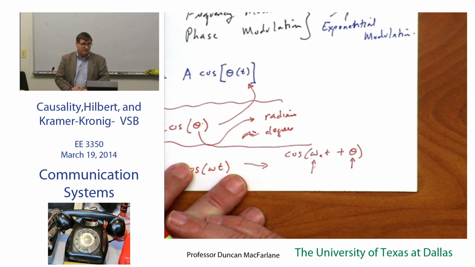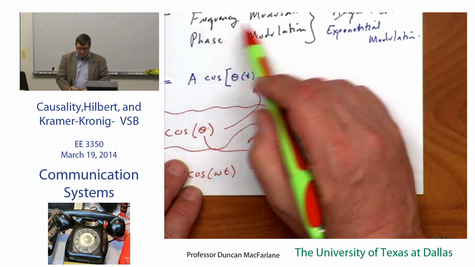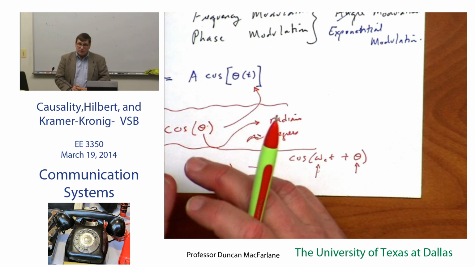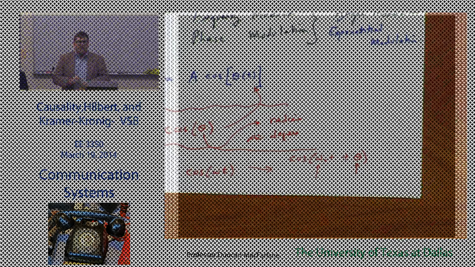That's just notation. Okay, so next time what we'll do is we'll start with something that looks like this, and we'll look more formally at frequency modulation and phase modulation. But remember, all I'm doing is I'm saying the phase angle is unfolding, that angle of the cosine I'm taking the cosine of is unfolding in strange and interesting ways.